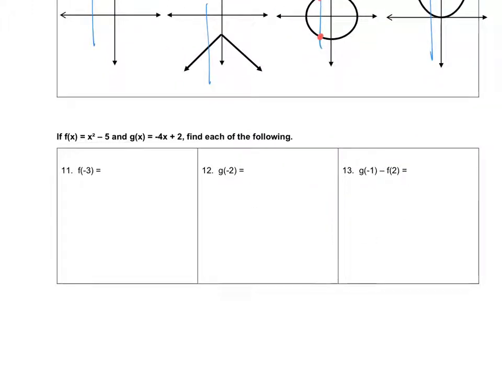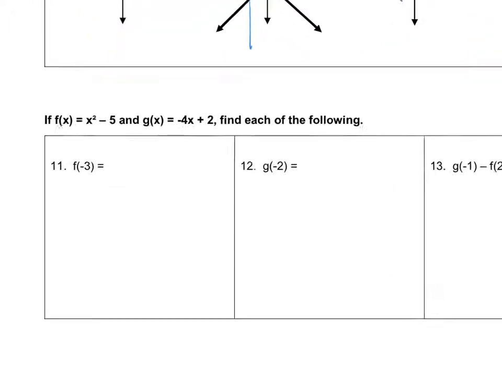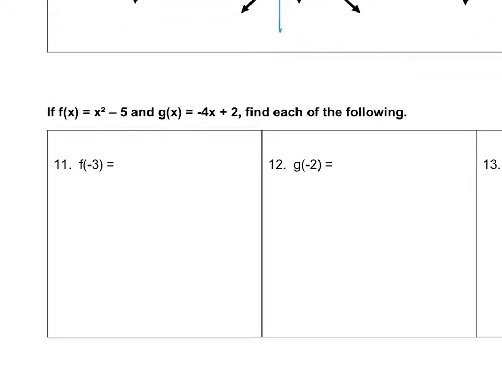Let's look at 11. On this one, it gives me f of x is equal to x squared minus 5, and g of x is equal to negative 4x plus 2. We need to find each of the following. So here it says f of negative 3. This means I'm looking at the function f of x, where x is equal to negative 3.